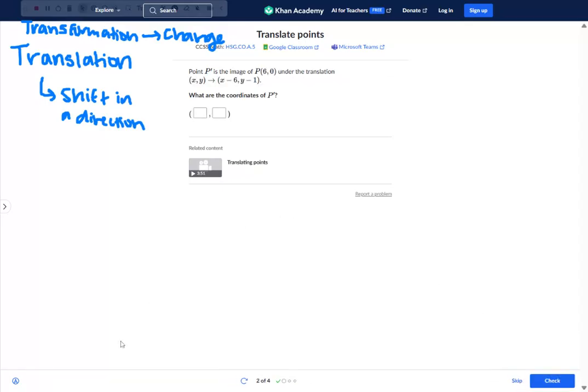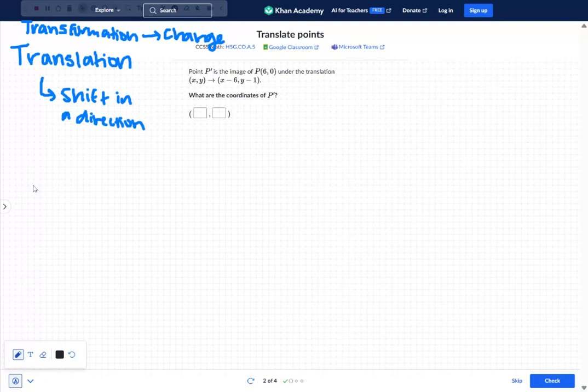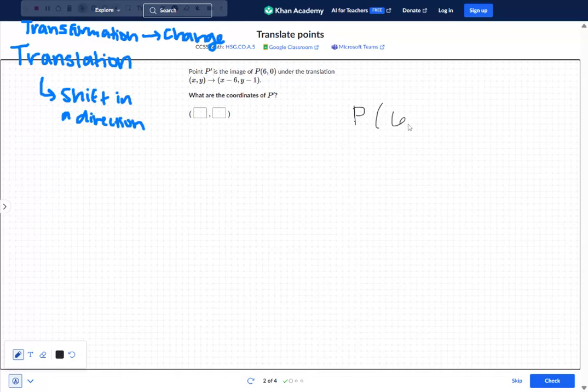All right, we can try one more together. So we're thinking what's happening here. So again, the phrasing's kind of weird. We're asked to find P prime given point P, which is 6, 0. And now they're telling us a new notation, which I know looks kind of weird. It's like, what? So basically what is happening is this is the change. That arrow means the change that's taking place. They're starting off with X, Y, and now it's changing, transforming, if you will, into X minus 6 and Y minus 1. So we can also just plug that in as our side work here.